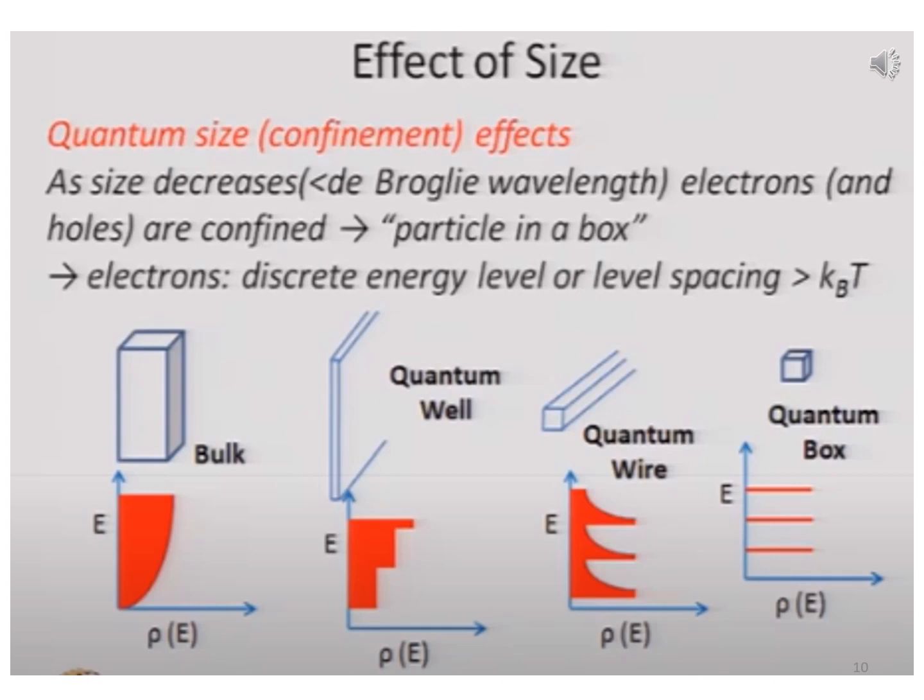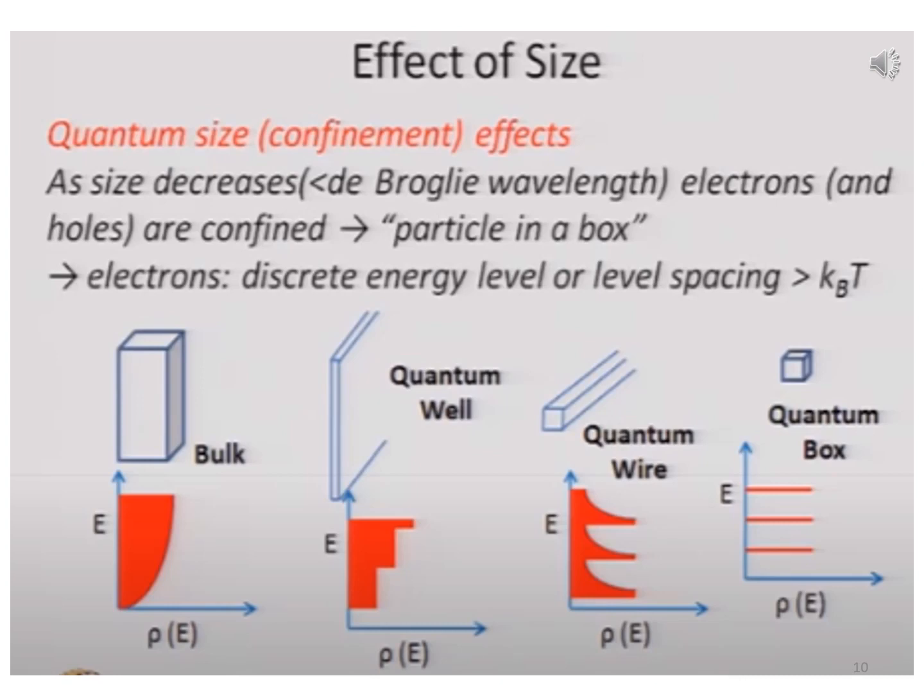So if we further reduce the size and make all three dimensions, 1, 2, and 3, nano sized, then we can call it a quantum box, or it is also known as a quantum dot. It will be like a nanoparticle, where all three dimensions are confined and very small, all in the nano size range.